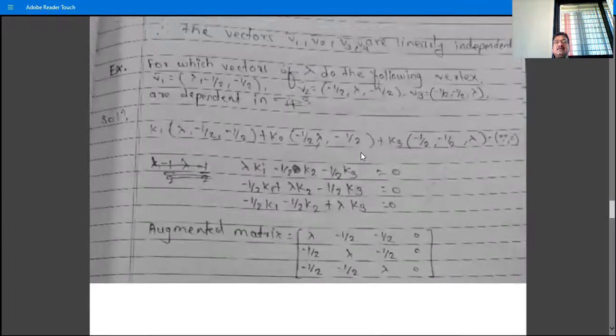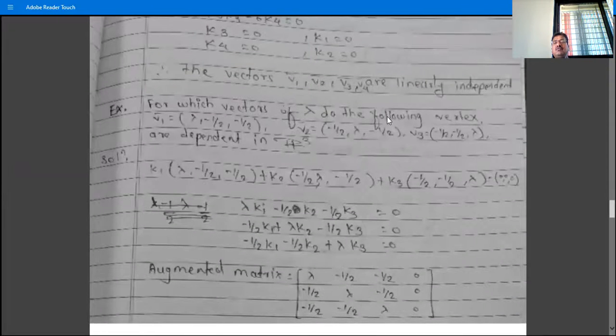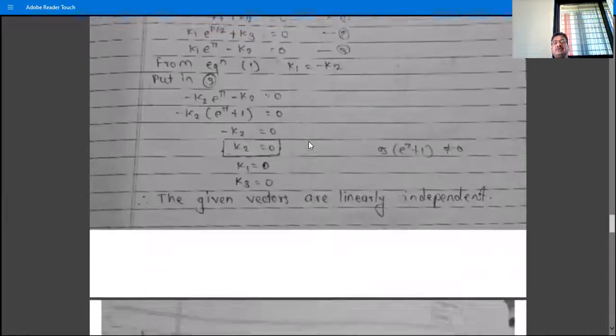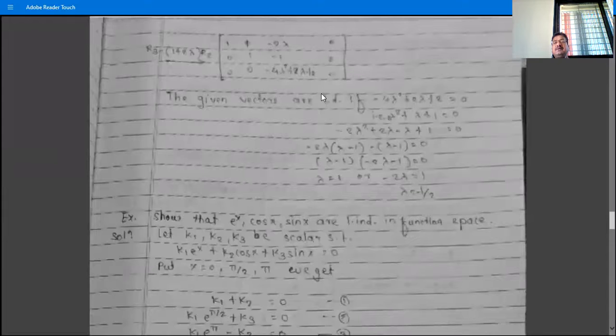So we are given that we have to find the value of lambda under which these three vectors are linearly dependent in R3. So the vectors v1, v2, v3 are linearly dependent if this is equal to 0: minus 4 lambda square plus 2 lambda plus 2 is equal to 0. After solving this equation, dividing by 2 and then factorizing, we have the roots. The factorization is lambda minus 1, 2 lambda plus 1, equal to 0.